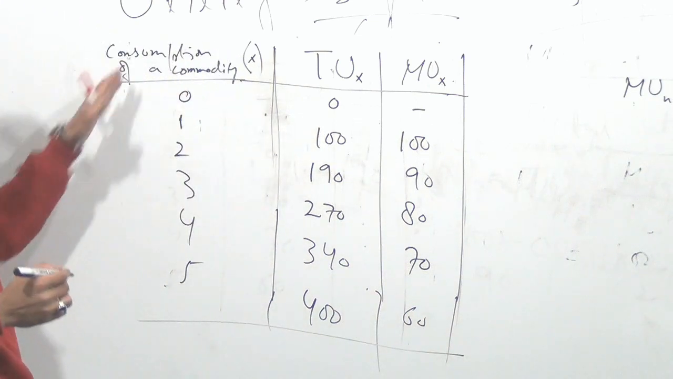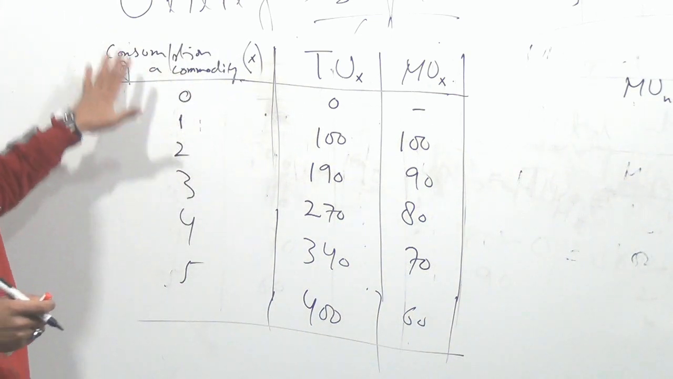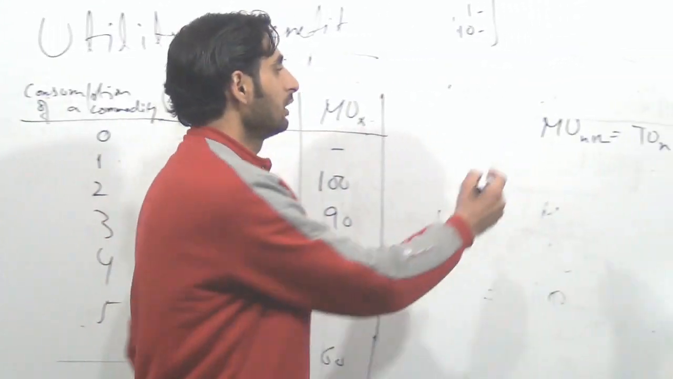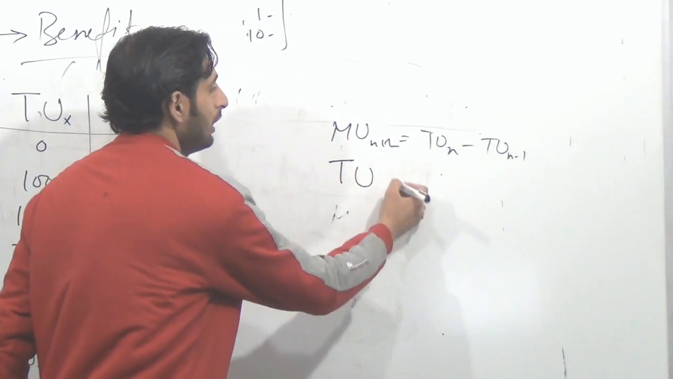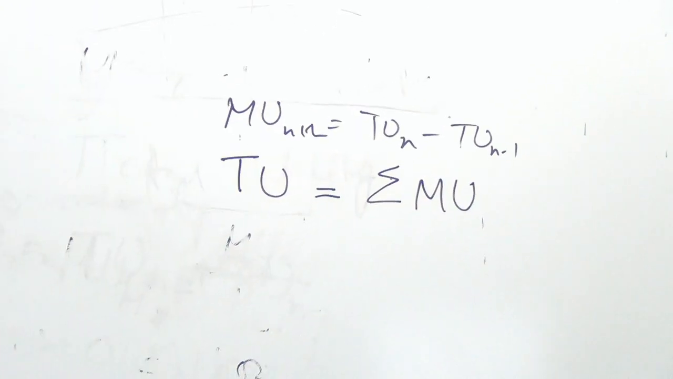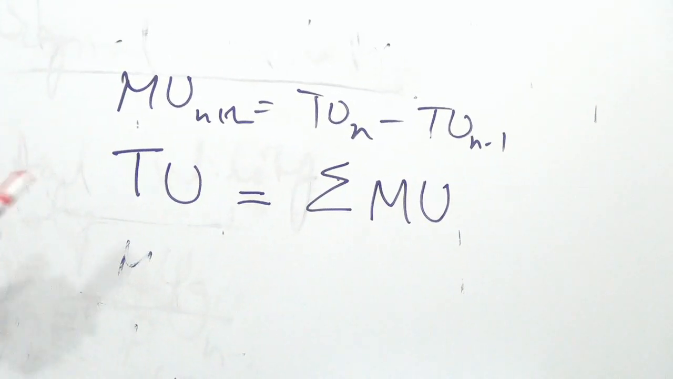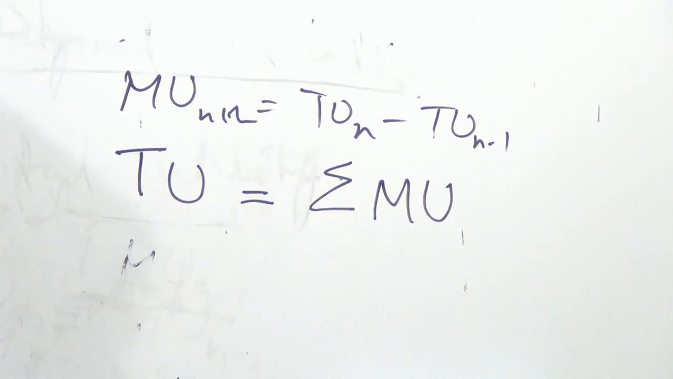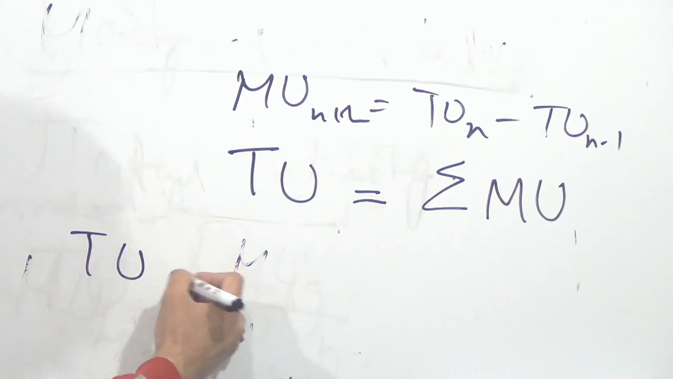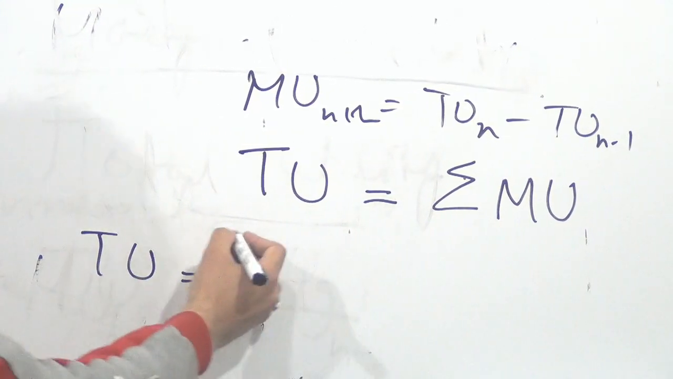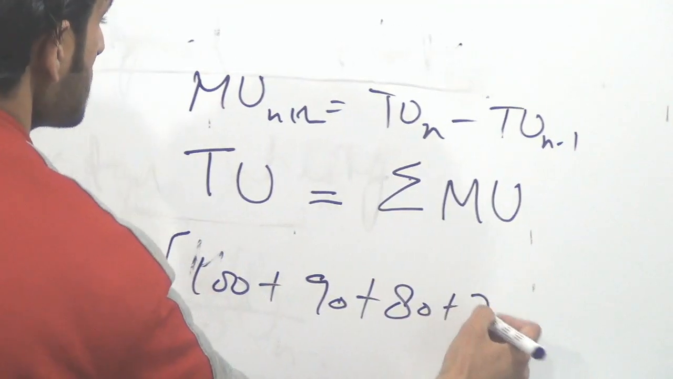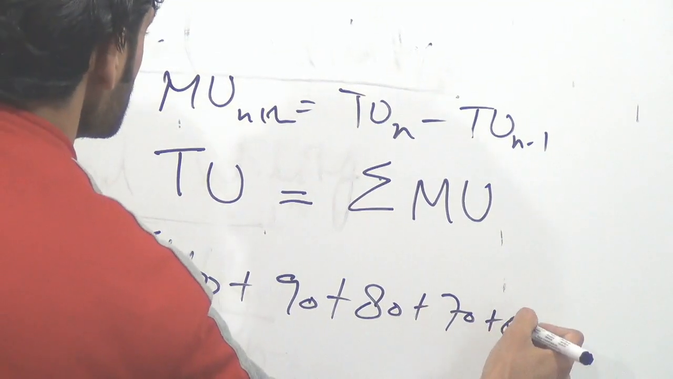So this is the schedule of the total utility and the marginal utility. While I was saying marginal utility, now we can say total utility is equal to the summation of the marginal utility. How come it is? See, total utility is equal to the summation of marginal utility, that is equal to 100 plus 90 plus 80 plus 70 plus 60, and so on.